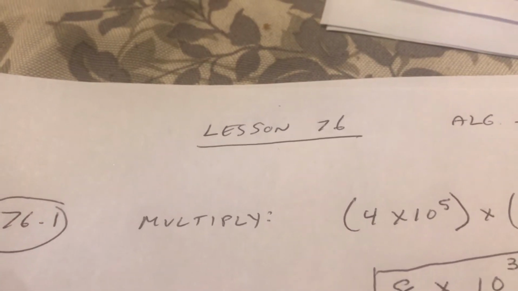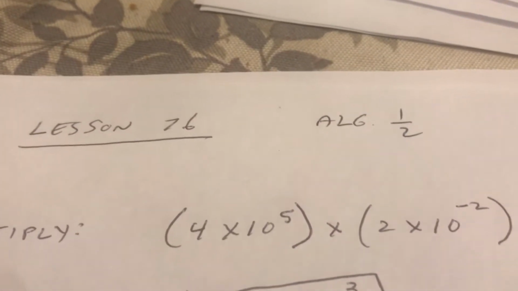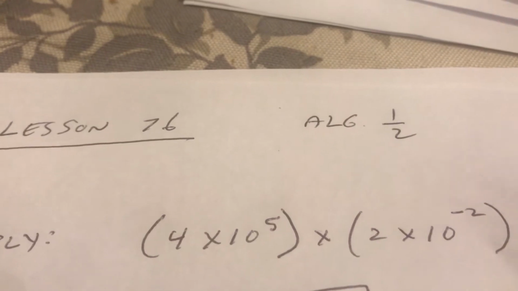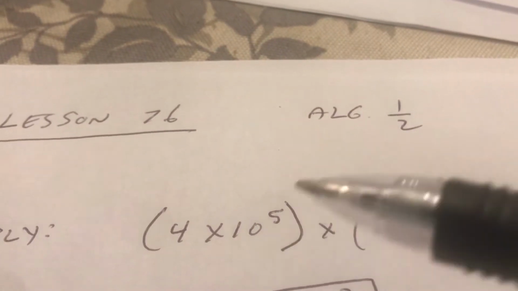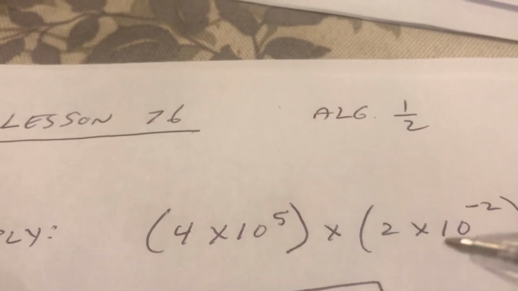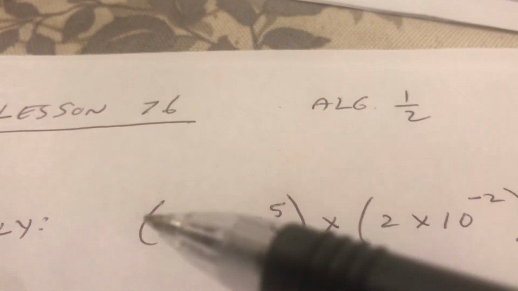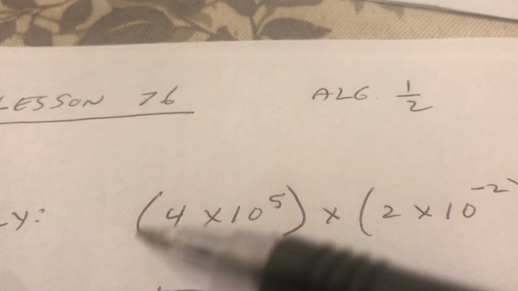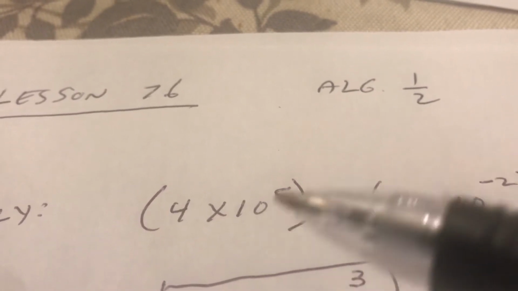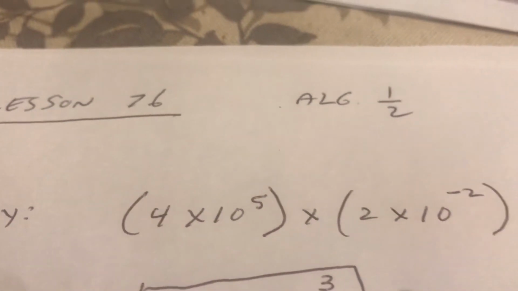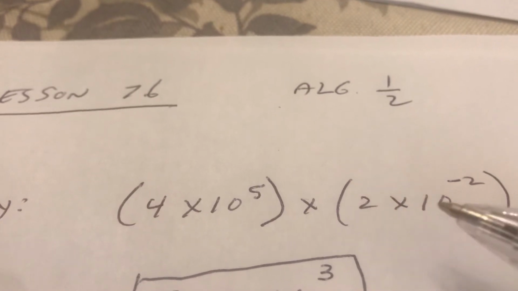Lesson 76, multiplication with scientific notation. I think this should wait for chemistry class, but they teach you this in the book. So 4 times 10 to the fifth times 2 times 10 to the negative 2. Remember, scientific notation is always a number between 1 and 10, including 1, times 10 to a power. So that's a number between 1 and 10 times 10 to a power.